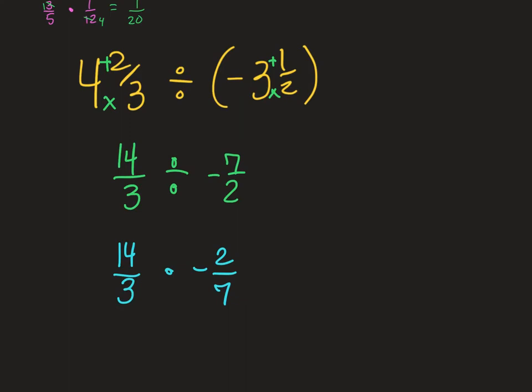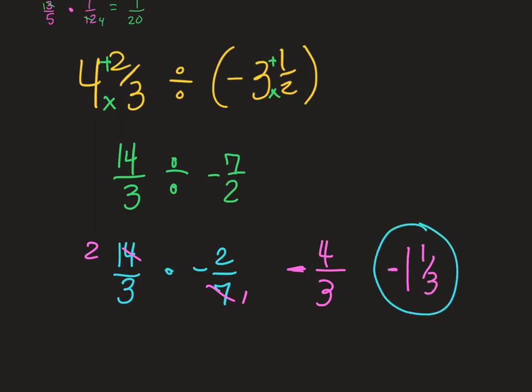And can I cross cancel anybody? Yes, I can. He's a 1, he's a 2. 2 times 2 is 4. 3 times 1 is 3. He's negative, but I don't want to keep him that way. So 3 goes into 4 once, with 1 left over. Negative 1 1/3. Final answer.